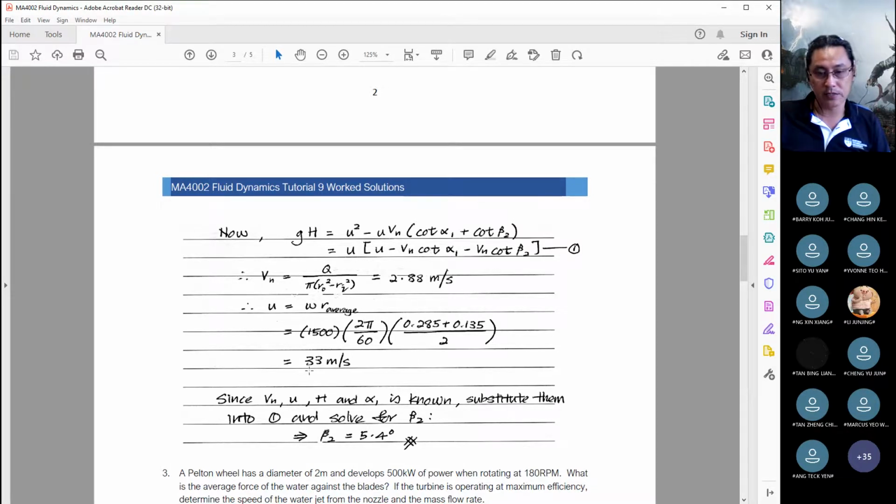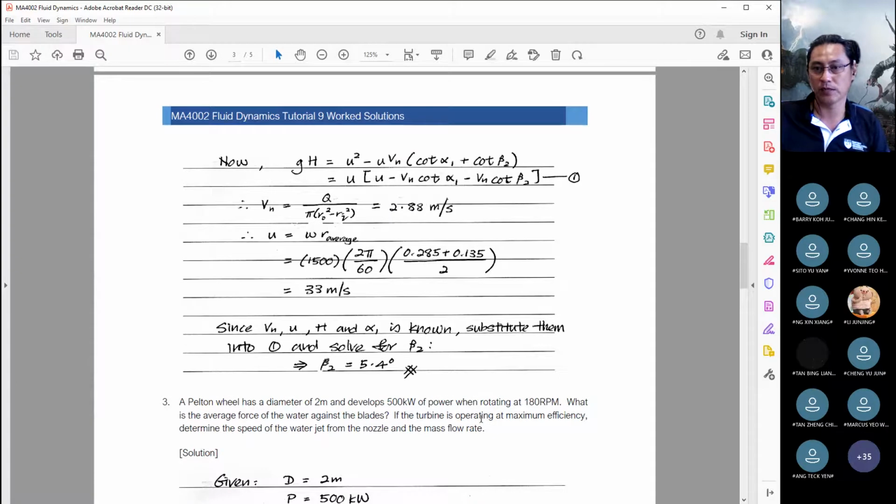And U can be worked out to be 33 meters per second. So voila, we have all the quantities that we need to plug into equation 1 to solve for beta 2. I'm going to skip the workings. You guys can do the workings yourselves. I'm quite sure it's something that you are capable of.